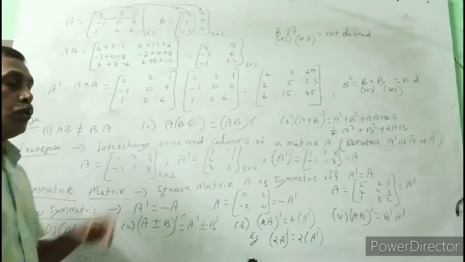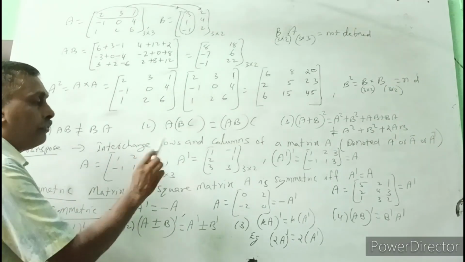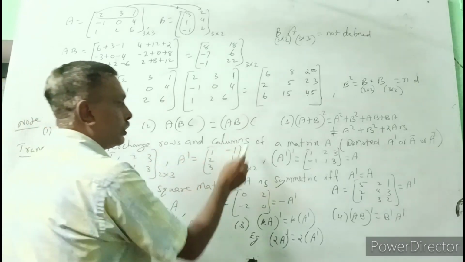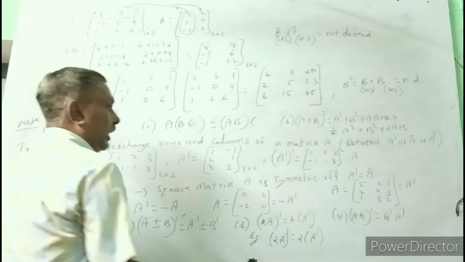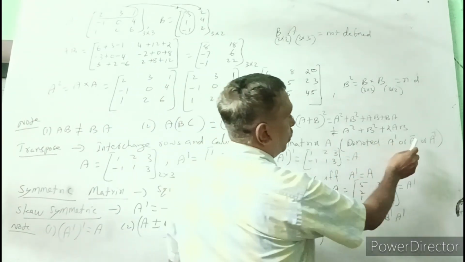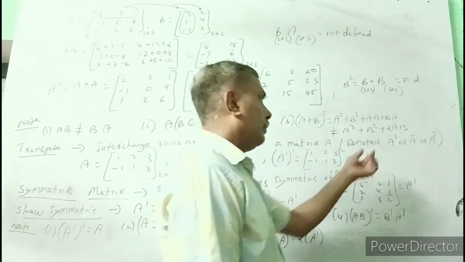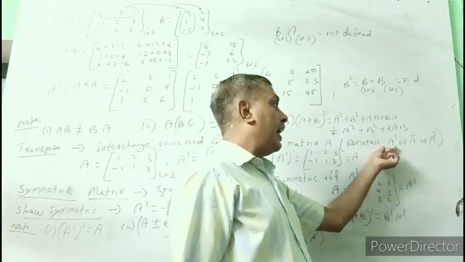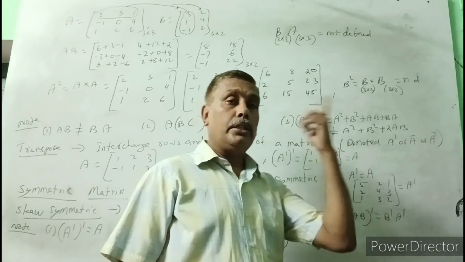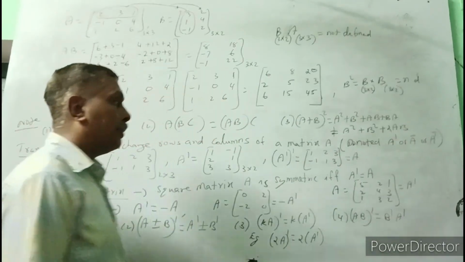Now transpose. What is the meaning of transpose? Interchange the row and column. Row you convert into column. Interchange the rows and columns of a matrix A. It is denoted by A dash or A bar or A raised to capital T or small t. Usually using the first term, A dash means interchange the row and column of the given matrix A.